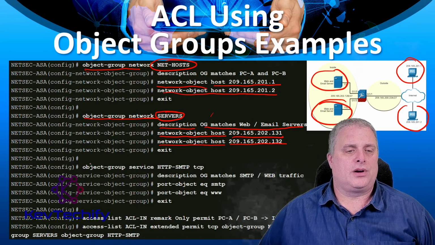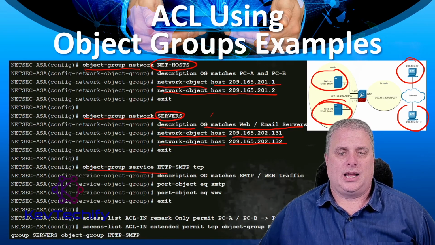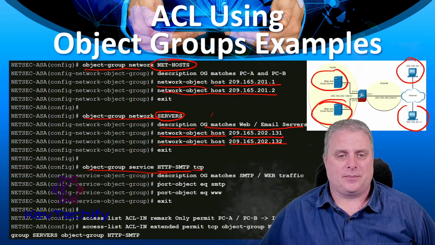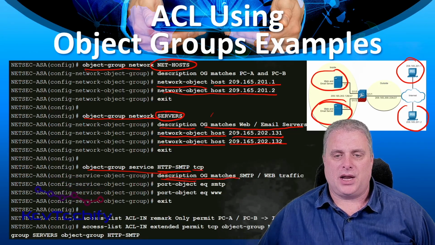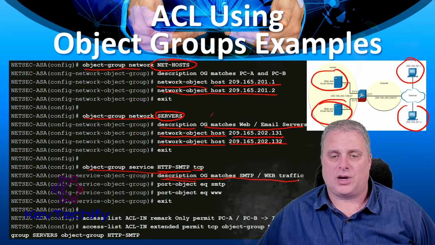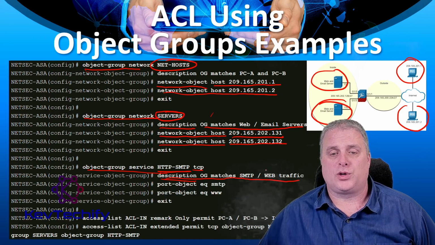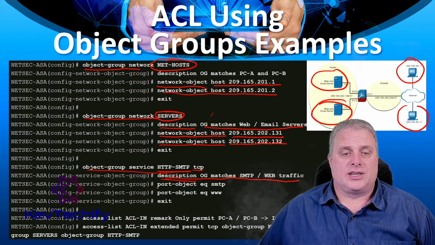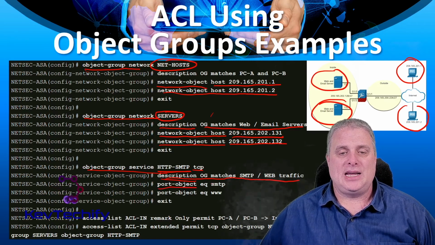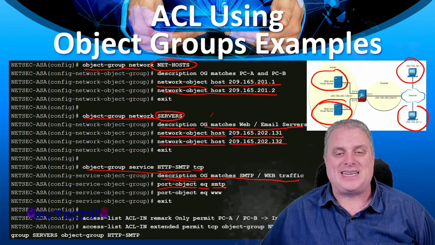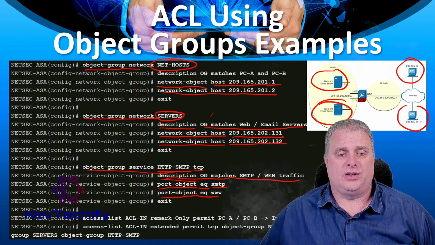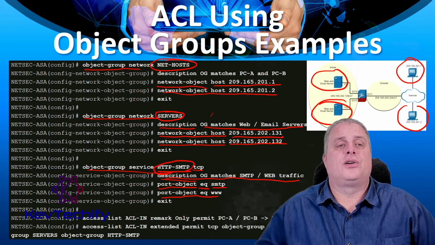And then let's create a third object group here, and we'll call it HTTP or SMTP TCP. And what this is according to our description, is OG matches SMTP and web traffic. So we're just allowing Simple Mail Transfer Protocol traffic and web traffic with this. And to specify that, we set a port object equal to SMTP and a port object equal to web traffic, www. That gives us our third object group.